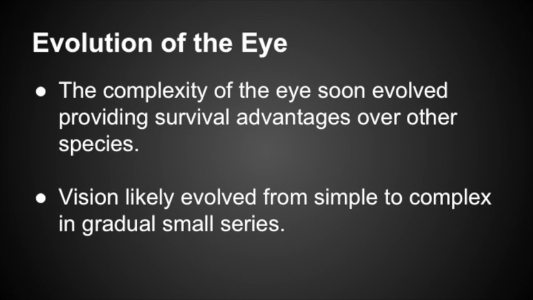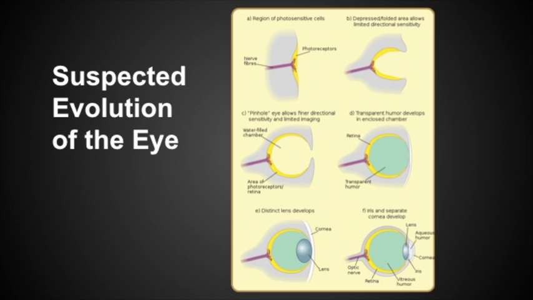As animal vision began to evolve due to changes in their surrounding environment, it was done so in small steps but provided advantages over other species in the race for survival. Evolution likely evolved from simple to complex.